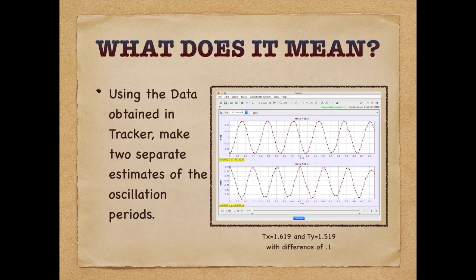And then what does it mean? Using the data obtained in Tracker, make two separate estimates of the oscillation period. So we have Tx equals 1.619 and Ty equals 1.519 with a difference of 0.1. So this could basically mean that there was more oscillation in the y direction because it was going closer to 0 faster than it was in the x.